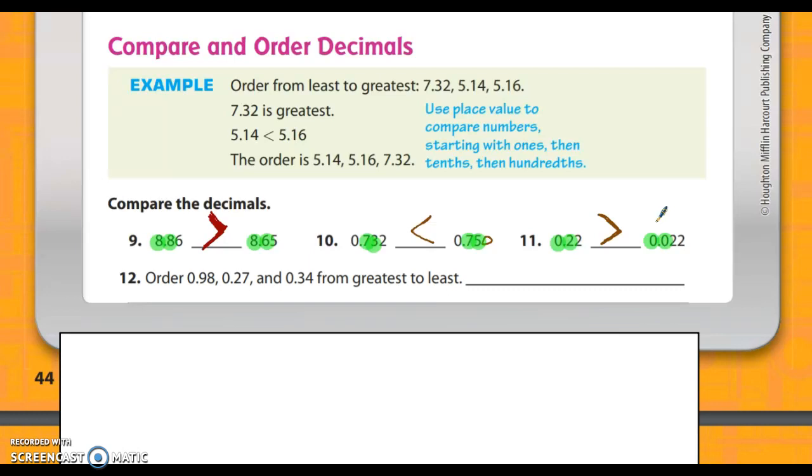The last one, we're supposed to order these from least to greatest. And this one should really be semi-easy. We've got 98 hundredths, 27 hundredths, and 34 hundredths. 27 is clearly the least number. So 27 hundredths, then 34 hundredths, then 98 hundredths.